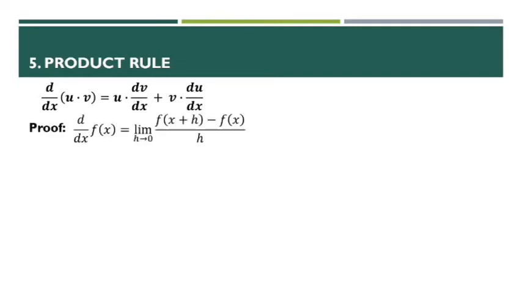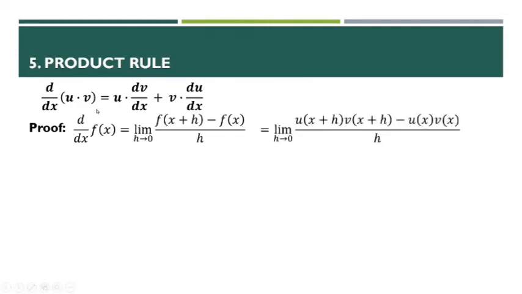So as a proof, we have the finding the derivative using the differentiation rule. So substituting the given functions. So ang input natin is x plus h. So we have the product of u of x plus h times v of x plus h minus u of x, v of x.